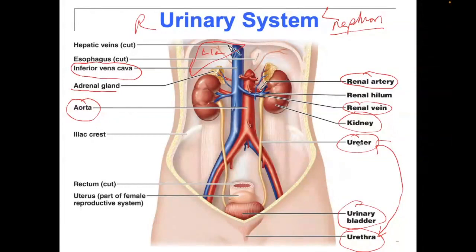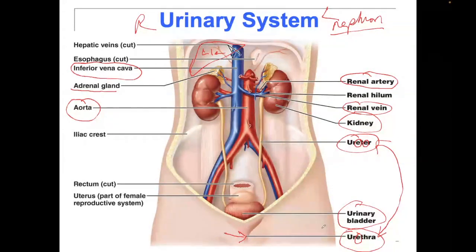One way that I teach my students to remember the difference is we are supposed to have two kidneys and two kidneys, two E's. Two E's, two kidneys. So the ureters are going from each kidney. You have two of them. So this is a ureter, this is a ureter. We only have one E in urethra. We only have one urethra in both male and female.